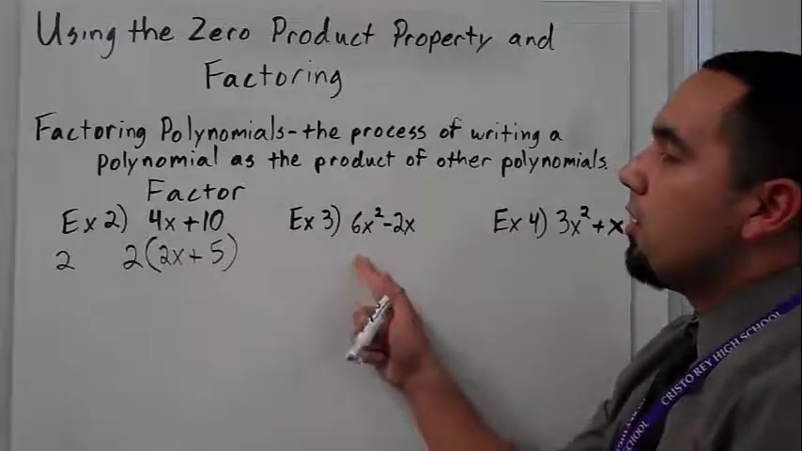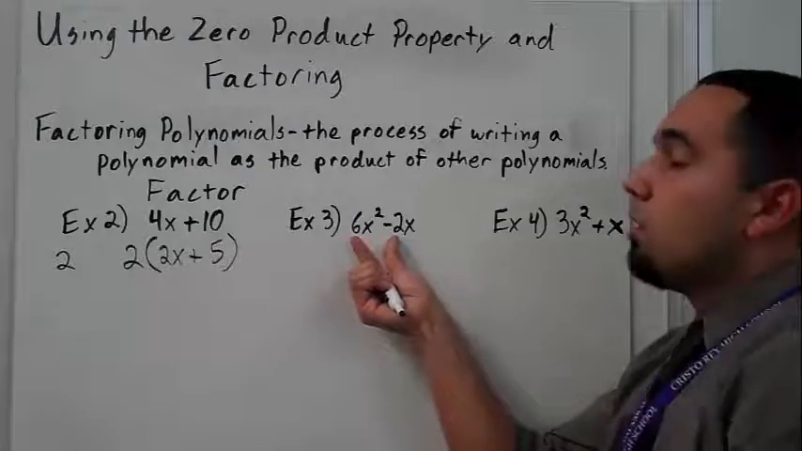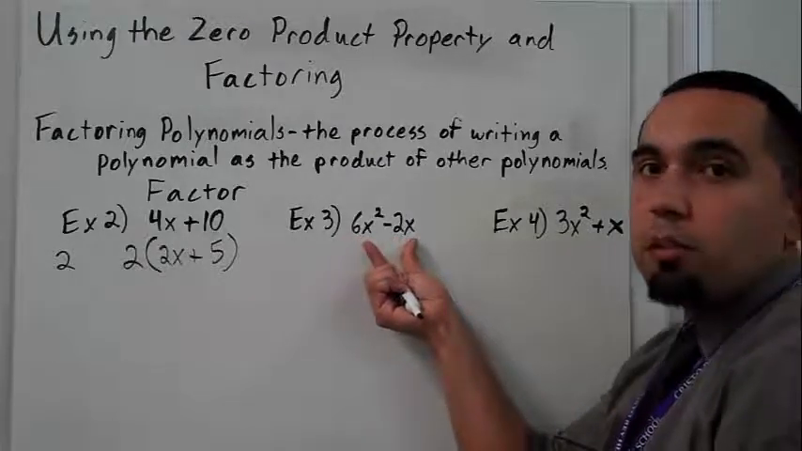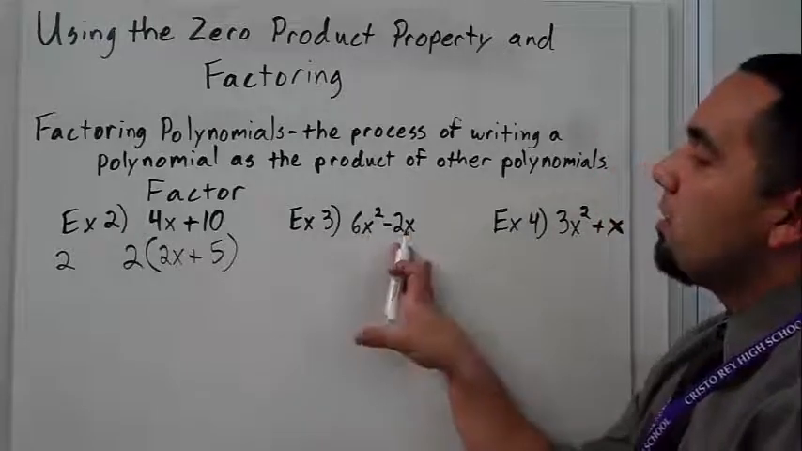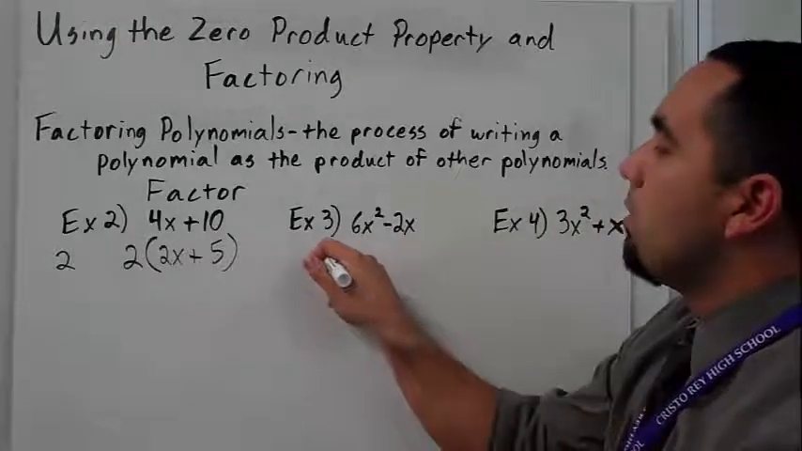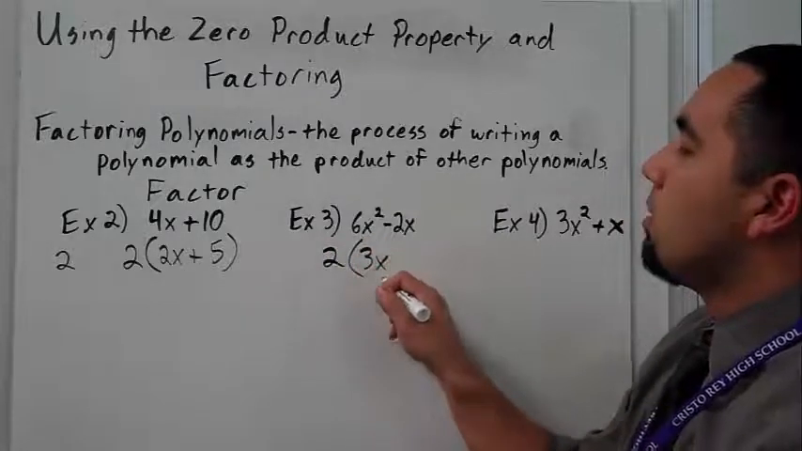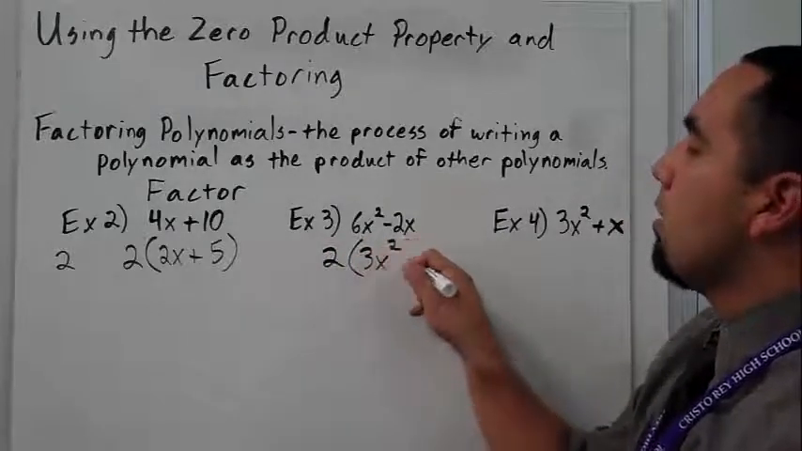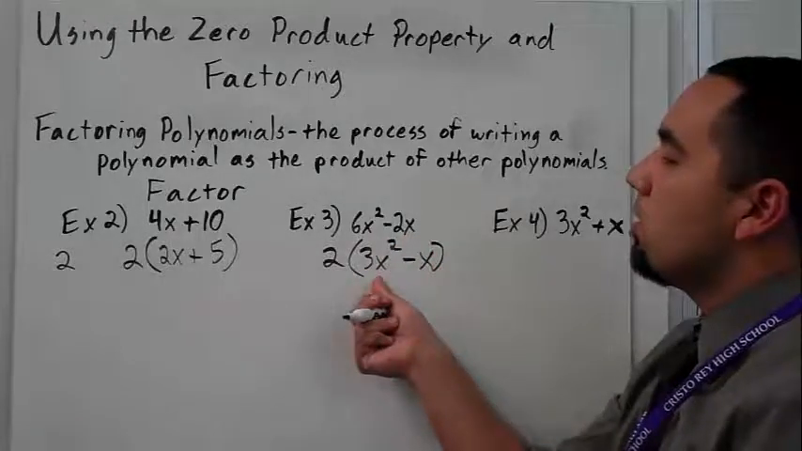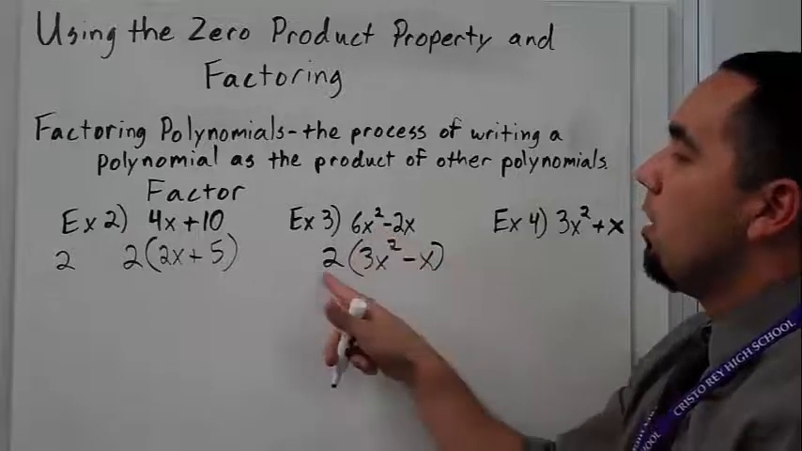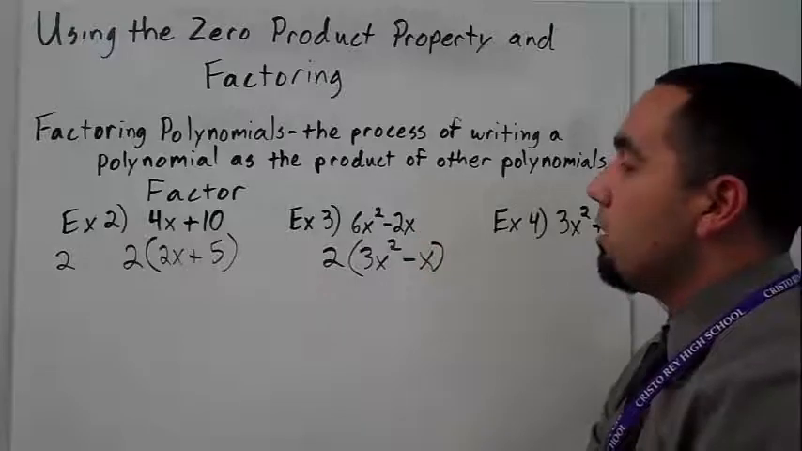But let's take a look at example 3, because in example 3 we don't just have numbers in common, we also have the variables in common. So we have to make sure that we're pulling out everything that we need. Because if I looked at this and said, oh, I see that they have a 2 in common, and I'm going to pull that out, I get 2 times 3x squared minus x. 2 times 3x squared gives me 6x squared, and 2 times negative x gives me negative 2x.